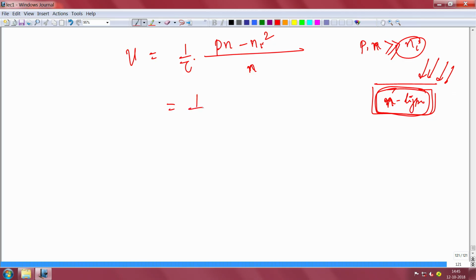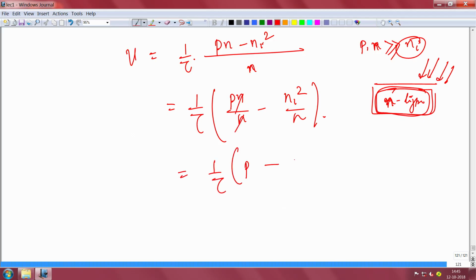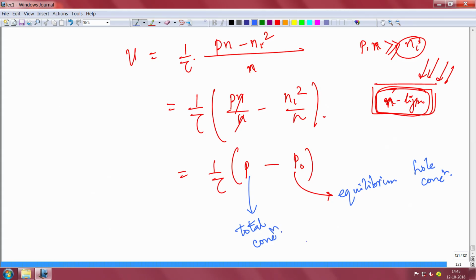So, what I can do is that 1 by tau p times n by n minus Ni square by n. You remember Ni square by n actually is the equilibrium hole concentration, without any shining light. And this is your total hole concentration because of shining light. The difference of total hole concentration minus the equilibrium hole concentration is called the excess carrier that you are generating, the excess hole concentration, which is equal to delta p.